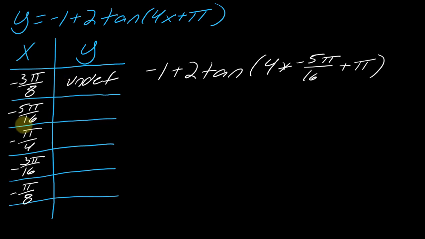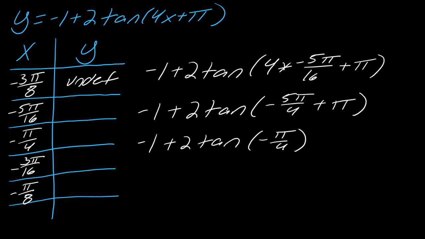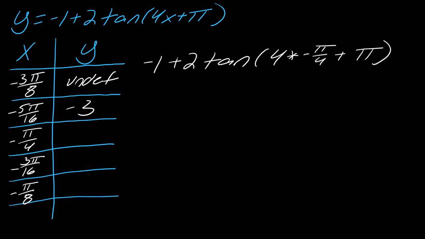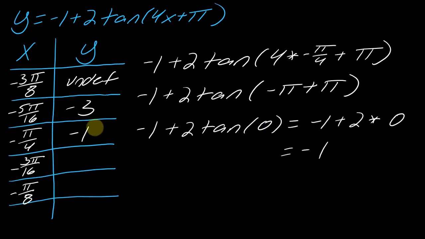Okay, continuing on, I'm going to plug negative 5 pi over 16 into my function. Once again, I can work out the calculation here, and this will ultimately give me negative 1 plus 2 times tangent of negative pi over 4. That comes out to negative 3 if I work it all out. I've got all my work here in case you want to pause the video and review that. Then I can plug in negative pi over 4. Again, I'm showing you the work here, so if you haven't tried this on your own or you made a mistake, you can review my work to see how I got these values. But just for the sake of time in this video, I'm going through it a little quickly.